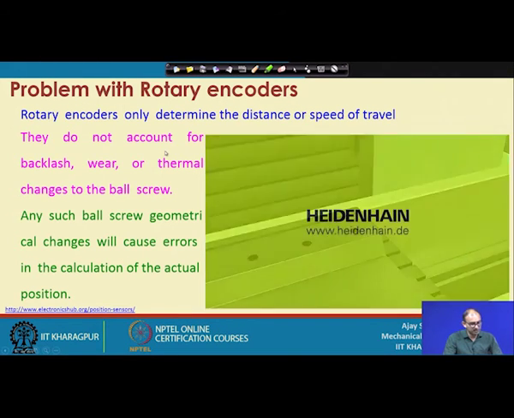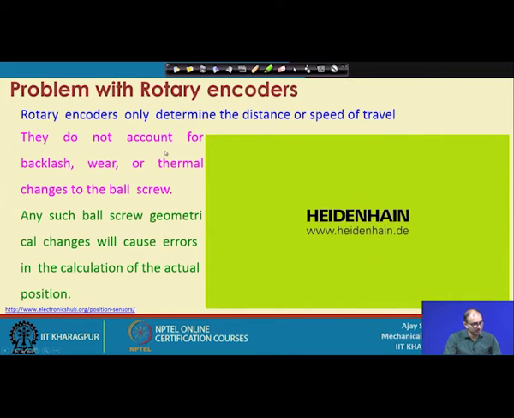So, we understood that a rotary encoder is good for rotational measurement only, not displacement. That means how much distance has been travelled is sometimes very tricky if the system is not exactly as per the required dimension because of backlash, wear and thermal changes.